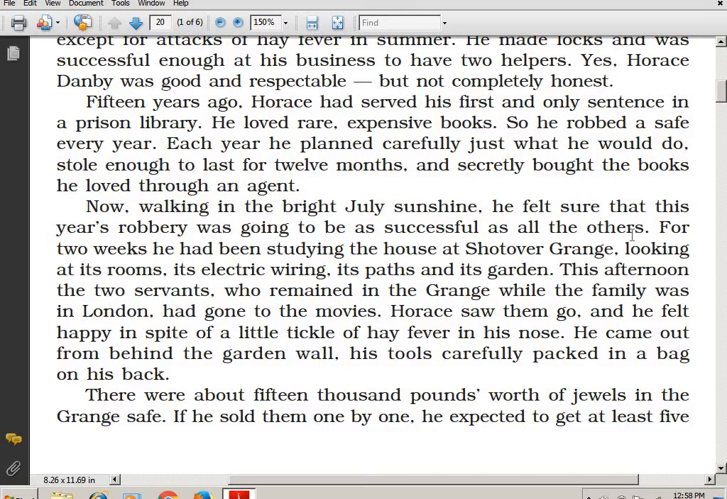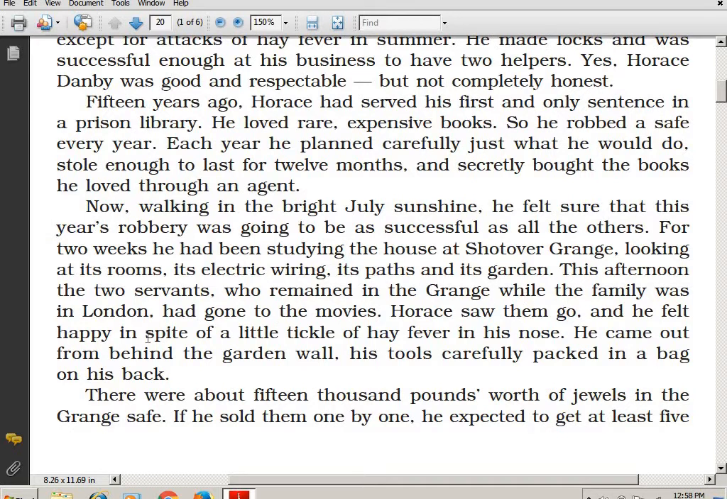And so for 2 weeks he had been studying the house at Shotover Grange. So where is that? He is studying the house, how he will break in, and where he will be going. So it was the house at Shotover Grange. He was going to rob that, looking at its rooms, its electric wiring, its path and its garden.